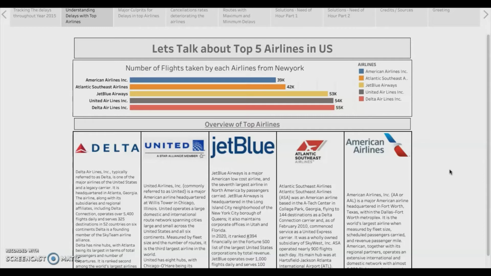The number one is Delta, the second is United Airlines, then JetBlue Airways, then Atlantic Southeast Airlines, and last but not the least, American Airlines. So here we can see the counts they are carrying across 2015.